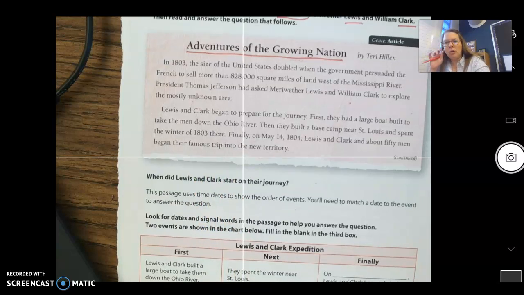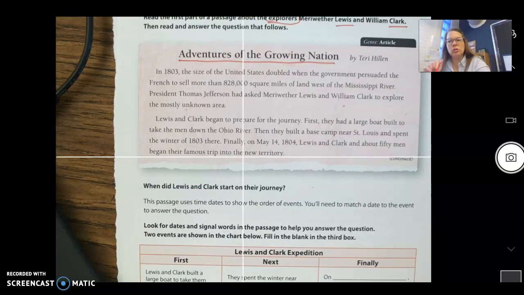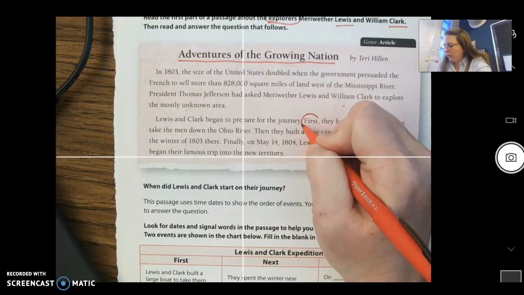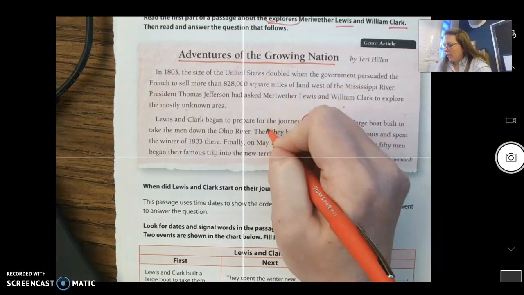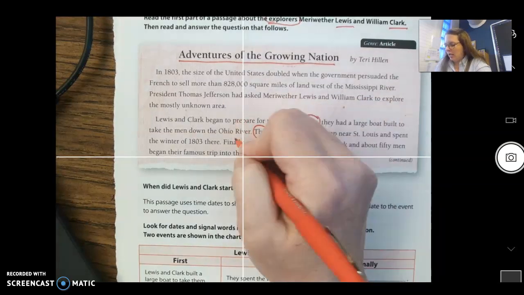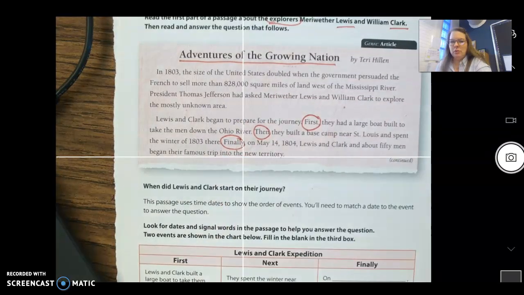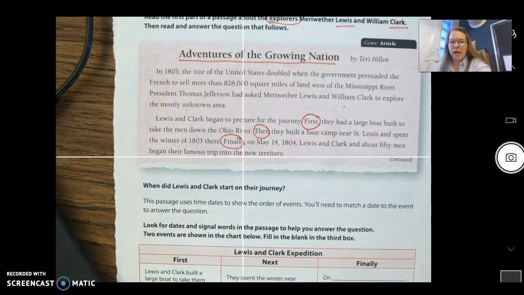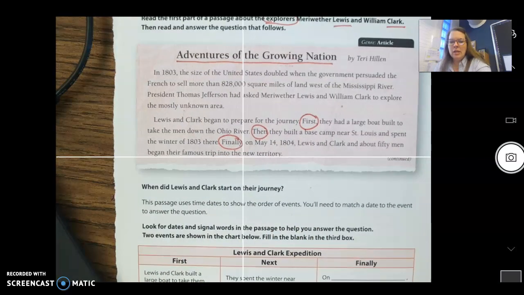territory. So I want you to pause the video and circle any of those signal words that you saw when we were reading the story. All right, so you should have circled first, then, and finally. So again, those are our signal words that help us understand the order in which things happen.